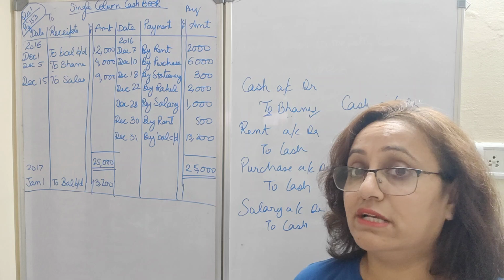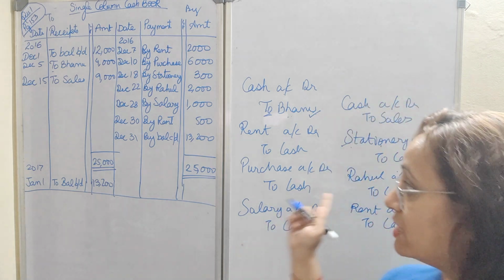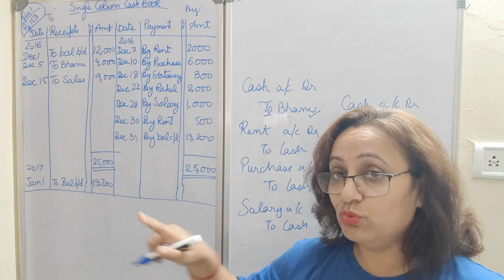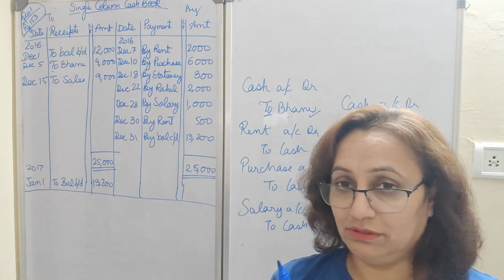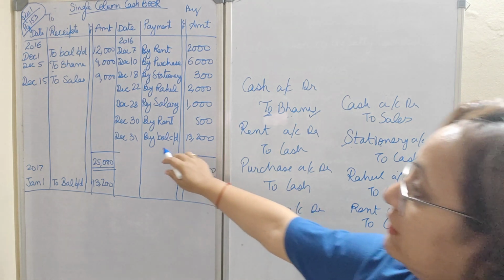It is exactly like ledger. If you remember, in ledger also we transfer these entries side by side. The same logic is going on in this cash book. Is it clear? Now how do we find this balance?